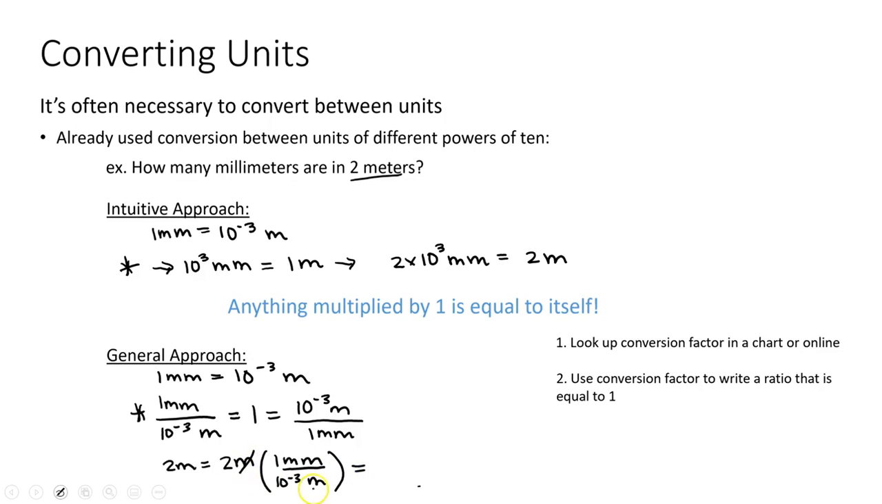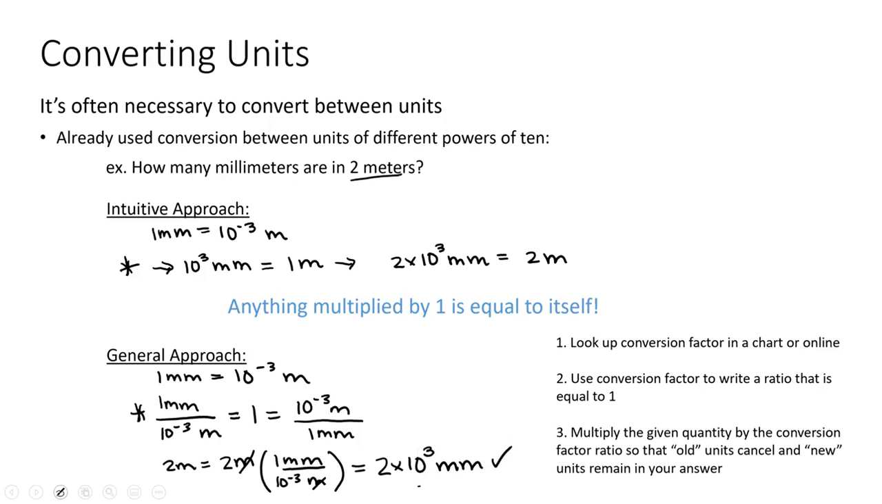Okay, my meters cancel. I'm left with millimeters, which is what I want. And 2 divided by 10 to the minus 3 is 2 times 10 to the plus 3. And I'm left with millimeters. That's the same answer as before. Okay, so that's exactly what we're looking for. And this is a general approach. We can use this to convert more complicated units, and we'll look at some examples of this in class.